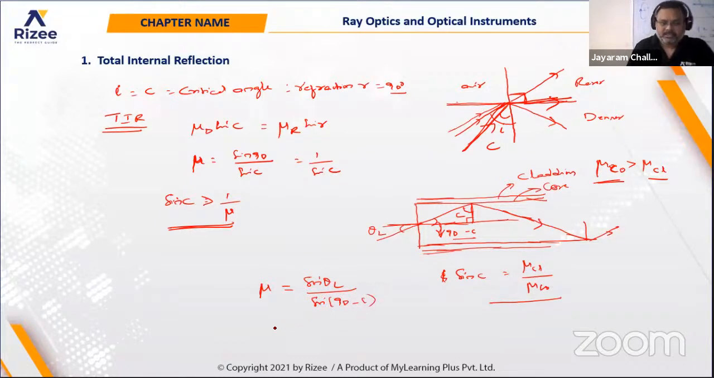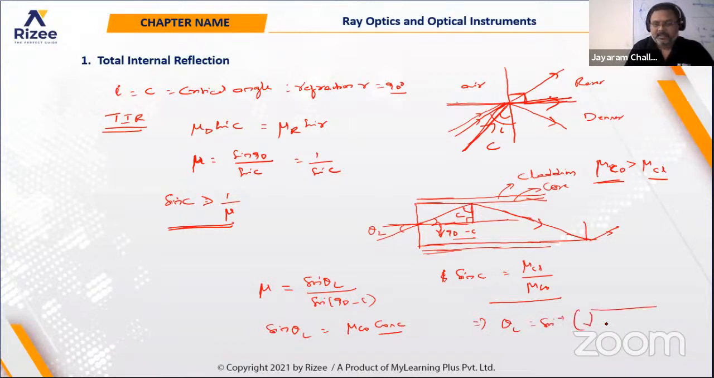So sine theta C, which is the launching angle, is equal to the refractive index of the core into cos C. We have got the sine C. If you substitute the cos C here, you can find the launching angle, which is nothing but theta L is equal to sine inverse of the square root of the refractive index of the core squared minus the refractive index of the cladding squared.